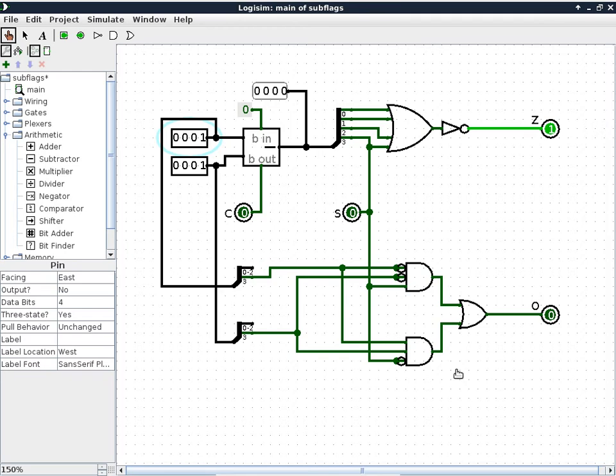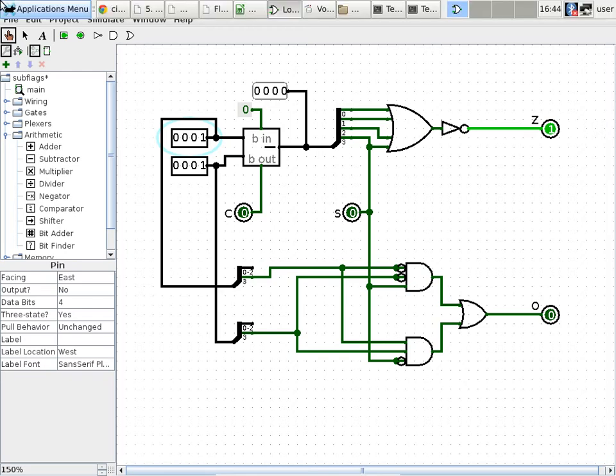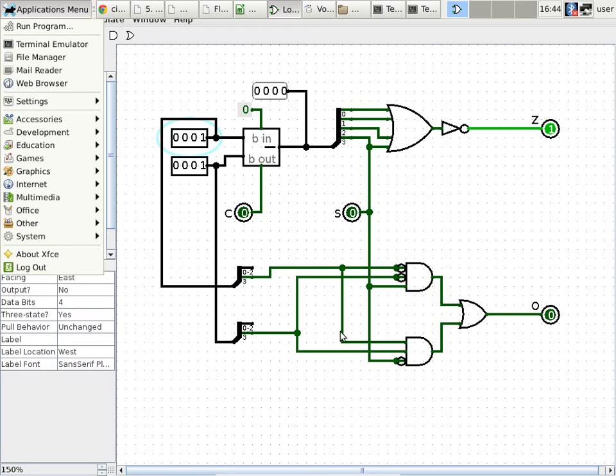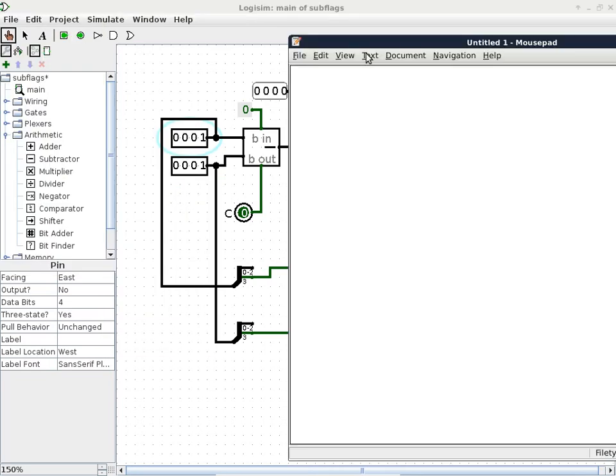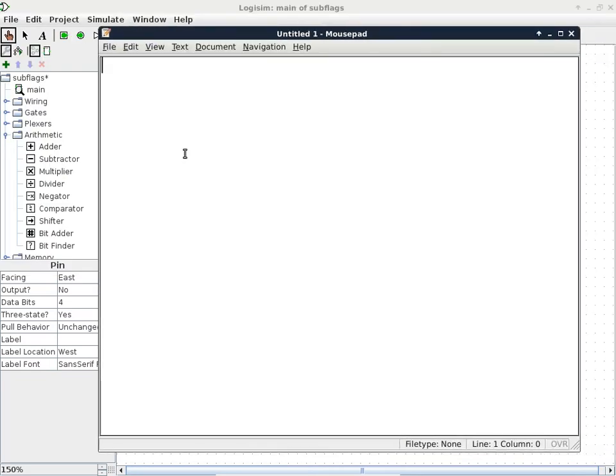So we'll take a look at a few cases, and then we'll go back and change the logic here to reflect that. So we'll go to Accessories, start up my text editor, and now we'll go through a few examples where the sign of the result does make sense. We'll start with, let's say, 3, and we want to subtract 5 from it, and the result is supposed to be -2 in base 10.